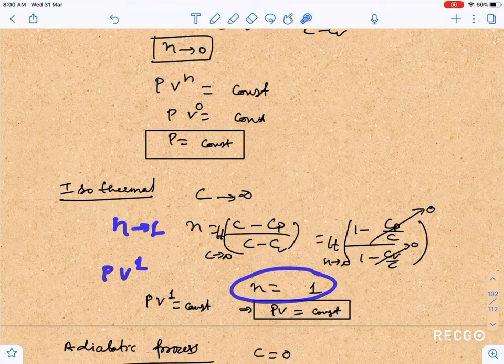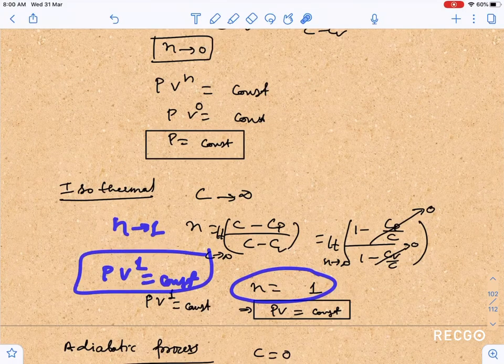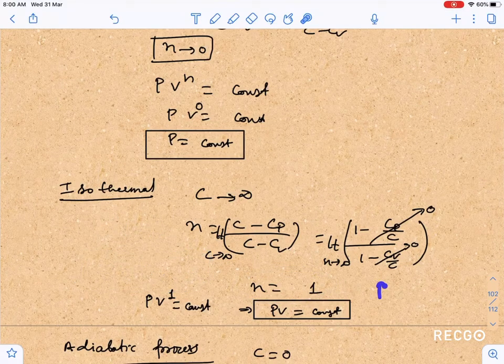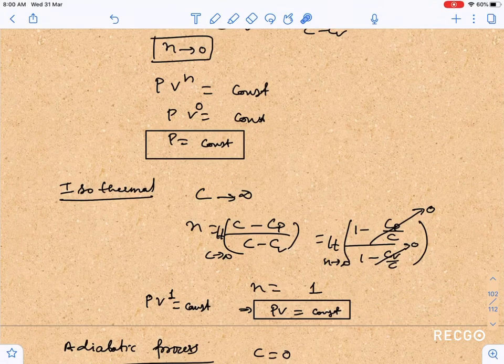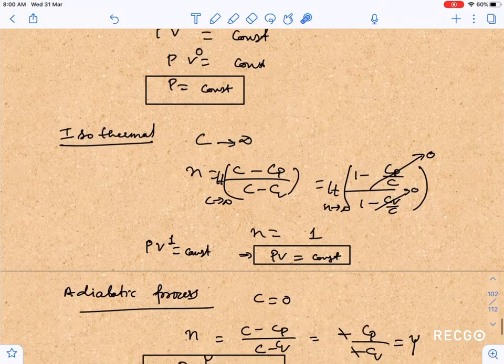So PV to the power 1 is equal to constant, na? So this P into V is a constant. This is an isothermal process, because when PV is equal to constant, I can say that PV is equal to nRT, na? nRT. So this n constant, R constant, T must be constant, then only this term is constant guys. So temperature remains constant. So isothermal process is a process in which temperature remains constant.